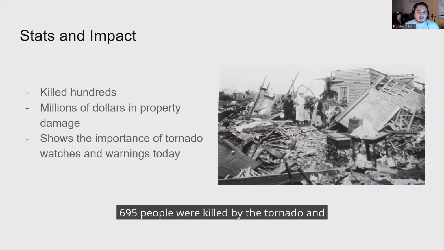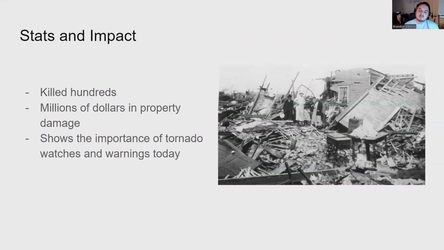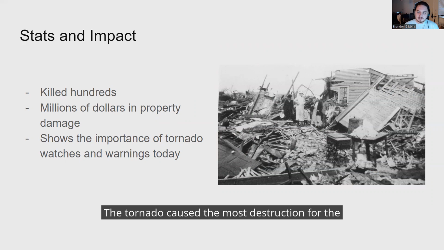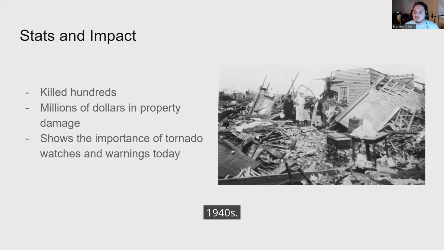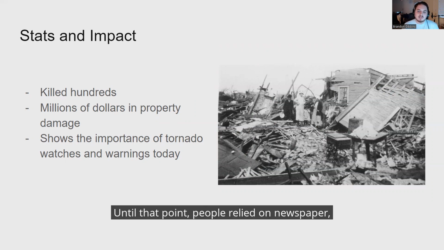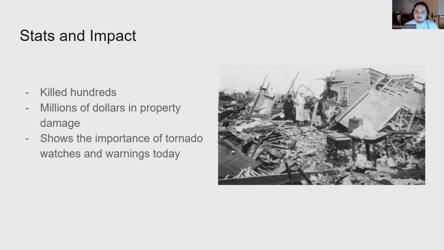695 people were killed by the tornado and 13,000 were injured, and there was $17 million in property damage. The tornado caused the most destruction for the city of Gorham in Illinois, which was 100% destroyed. This disaster shows why tornado warnings and watches were eventually introduced in the early 1940s. Until that point, people relied on newspaper, mail, or physical communication. The picture on the right is one of many homes that were destroyed during the disaster.